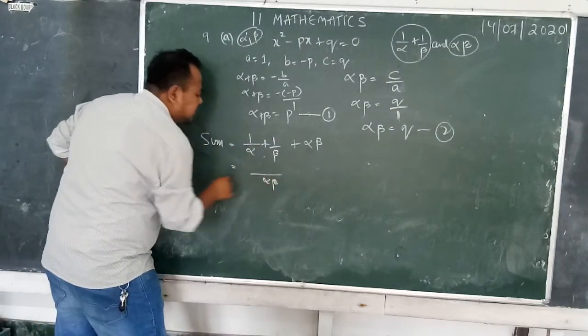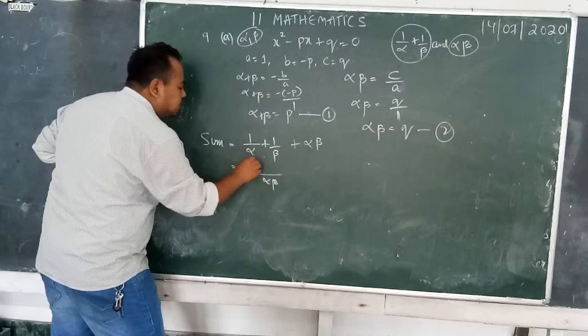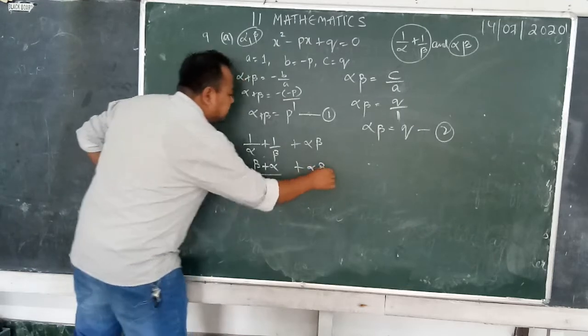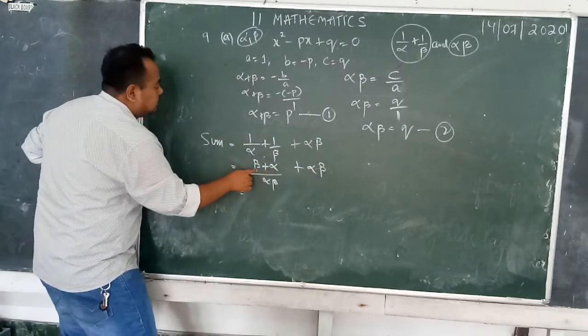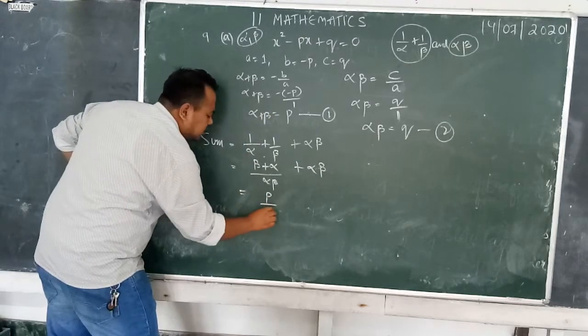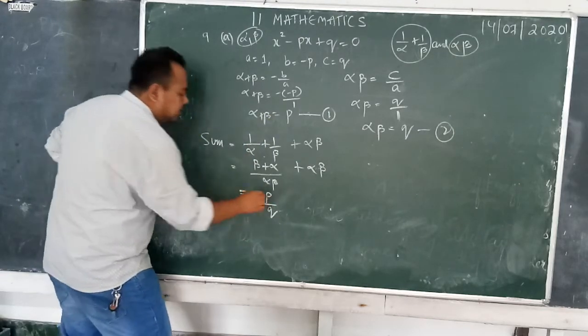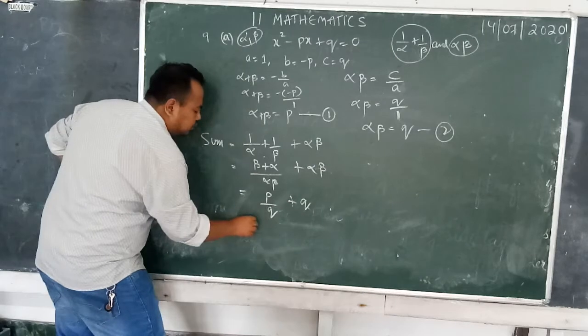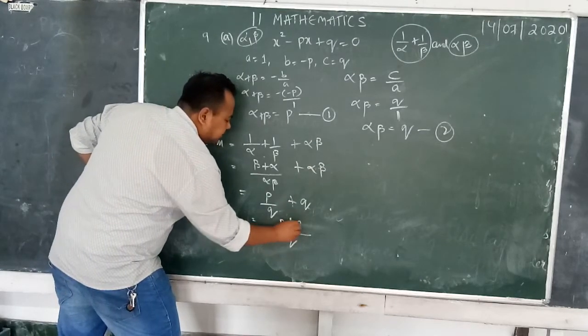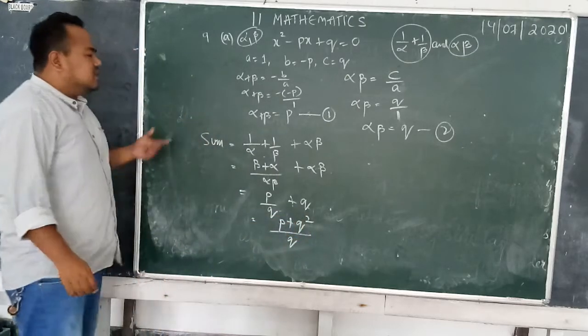What is the LCM? It's alpha beta. Alpha is already there. So you multiply this with what? Beta. So you get (alpha plus beta) by alpha beta, plus alpha beta. Now put the value. What is alpha plus beta, or beta plus alpha, it is the same? It is p divided by, what is alpha beta? It is q, plus alpha beta is q. So what is the LCM? It is q. So you get (p plus q square) by q. So this is the sum.